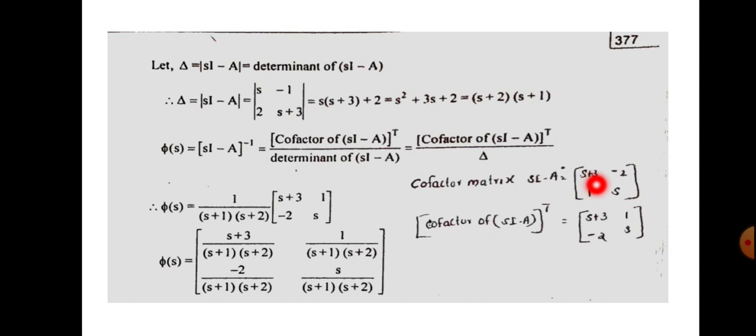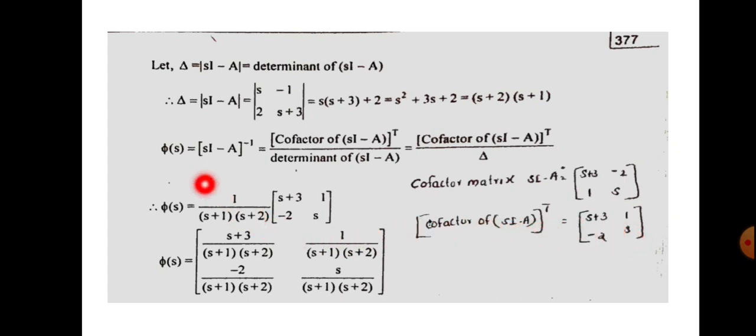The transpose of this cofactor matrix is obtained by interchanging the rows and columns. So you will get S plus 3, minus 2, that is, this row comes to the place of this column and this row comes to the place of this column. So 1, S. Okay, this is the cofactor of SI minus A all transpose matrix.